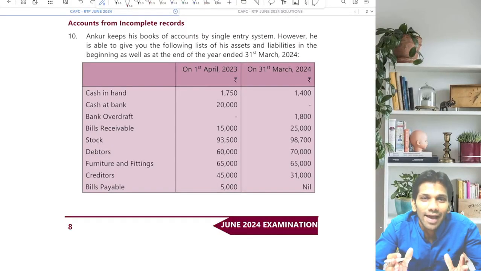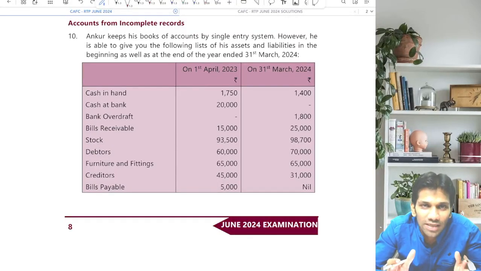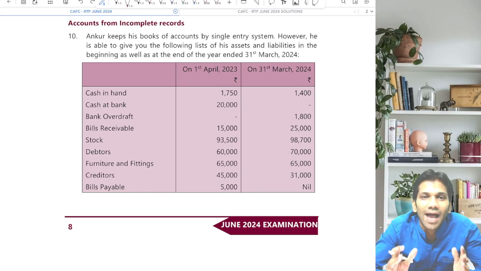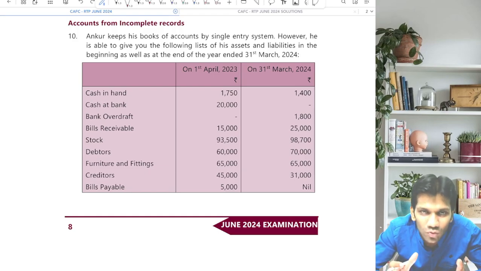Hello friends, as CA Foundation exams are approaching near, we are going for the last stage of revision. I am going to solve RTP with you.